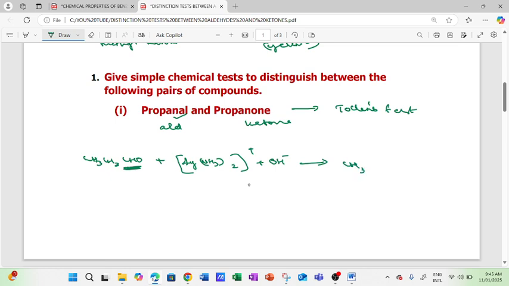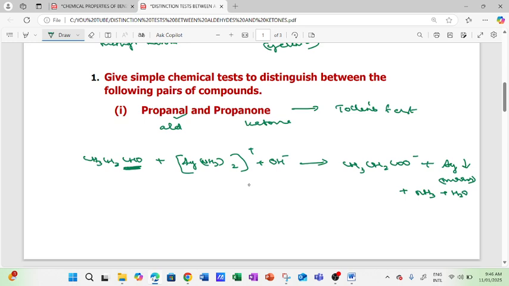So the alkyl group, acetate, CH3CH2 acetate. Then CHO changes to COO minus, plus Ag. That is the silver mirror. This is the observation that we are getting. Along with that, we get some byproducts like ammonia and water. This is the complete reaction.